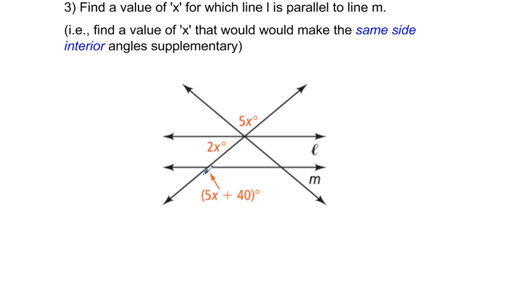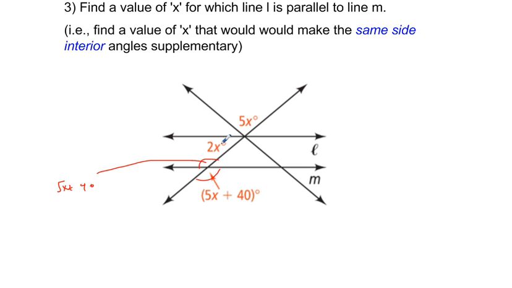One of the things I do know is that right here I have vertical angles. So this angle here and this angle here, these are vertical angles. So if this angle is 5x plus 40, that means this angle must also be 5x plus 40. Notice what I have here is two same side interior angles, 2x and 5x plus 40.